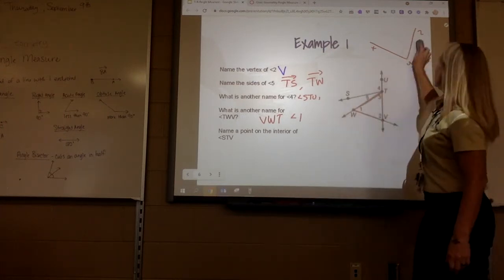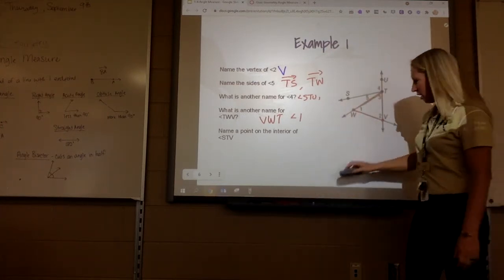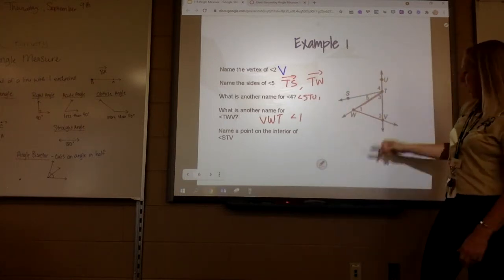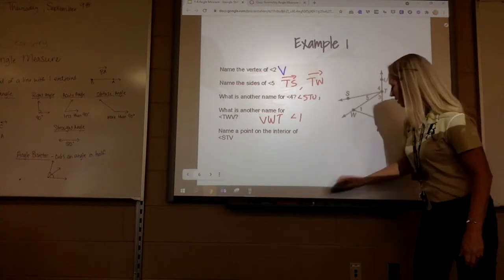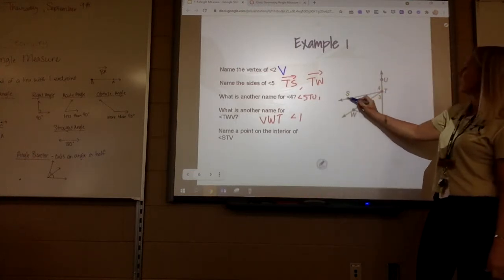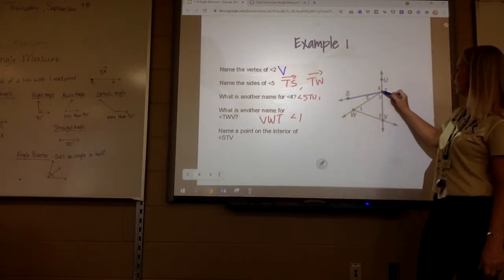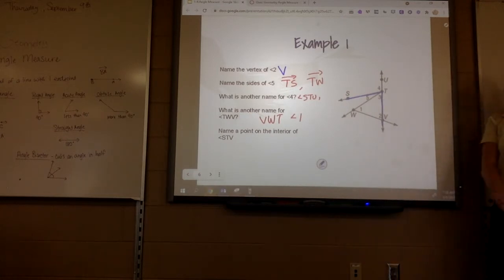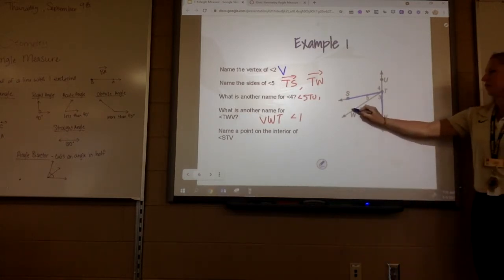Okay, name a point on the interior. Interior would be inside of the angle, STV. Could you find a point on the inside of that angle? Yeah. W.